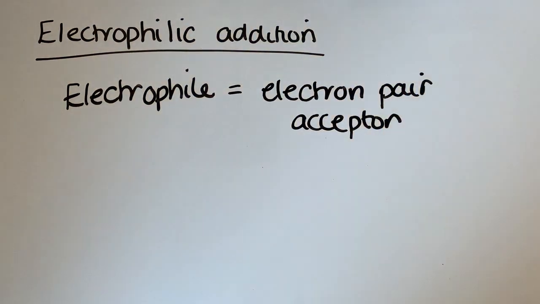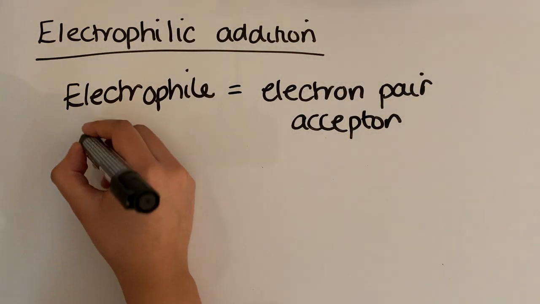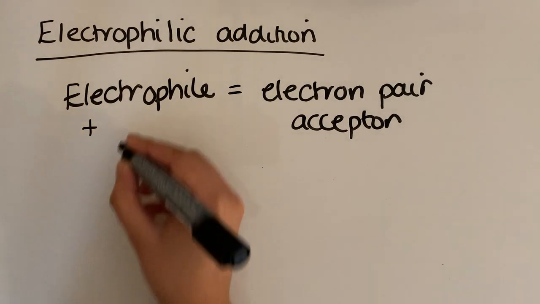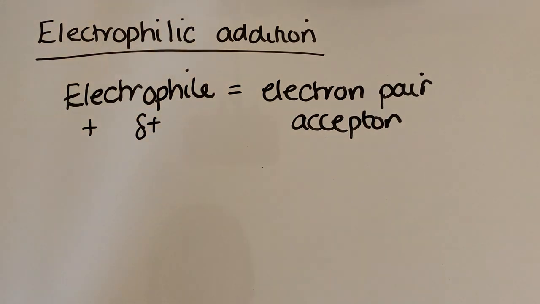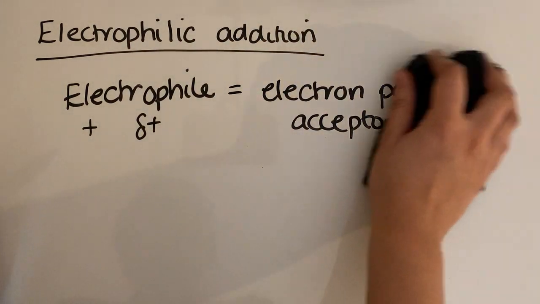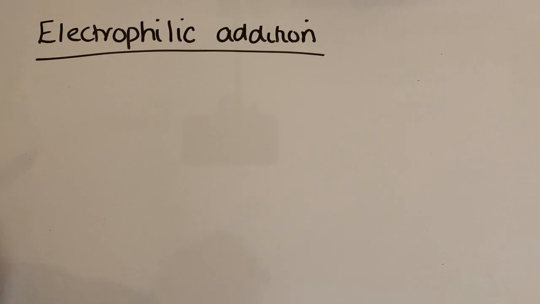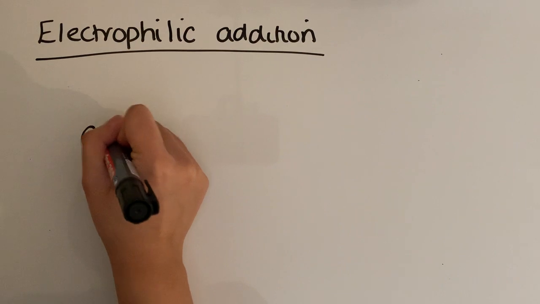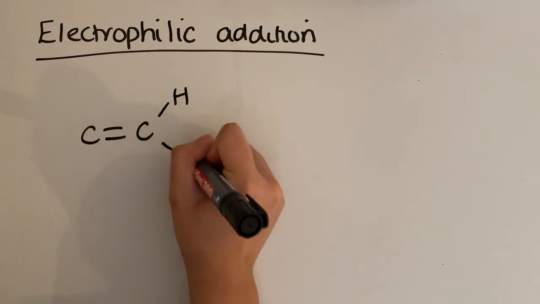Okay, an electrophile itself is usually electron deficient, so it wants to gain electrons, and that's why it's called an electron pair acceptor. So the way to identify an electrophile is usually something that has a positive charge or it's delta positive, so slightly positive. And that's what the electrophile is. We're going to show that in our reaction mechanism. I'll highlight to you what the electrophile is, but essentially this addition reaction happens in the presence of an electrophile. So let's have a look at our ethene molecule.